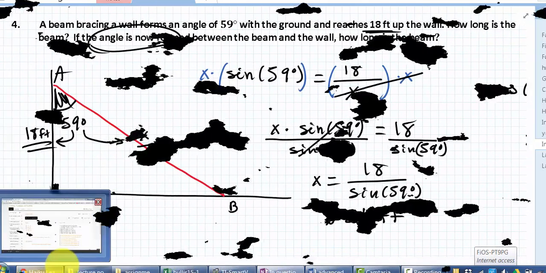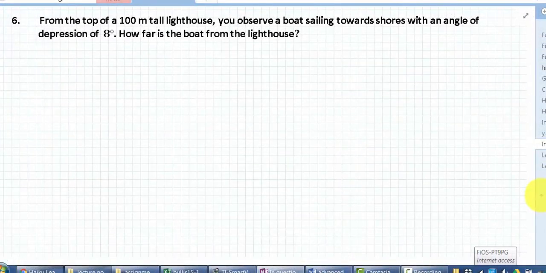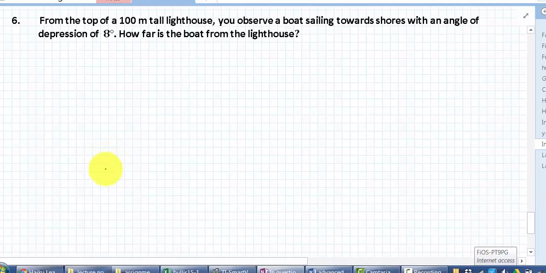So last problem. Here we go. From the top of a 100 meters lighthouse, you observe a boat sailing towards shore with an angle of depression of 8 degrees. How far is the boat from the lighthouse? Now, this problem is not so clear. I really should have done the drawing. So let's put the boat right here. Here's the boat right there.